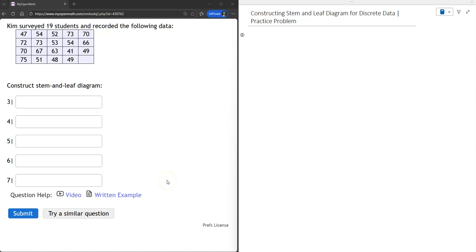In this tutorial, I'm going to show you how to construct a stem and leaf diagram for discrete data by doing this practice problem together. The problem goes as Kim surveyed 19 students and recorded the following data. Whatever this data represents, it doesn't matter. The question is to construct a stem and leaf diagram.